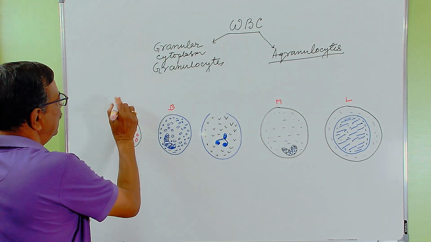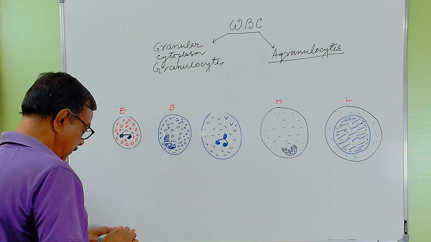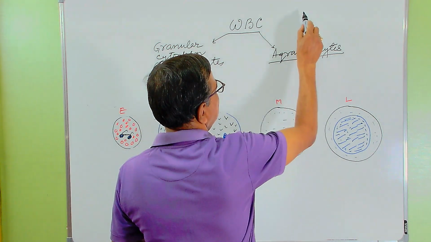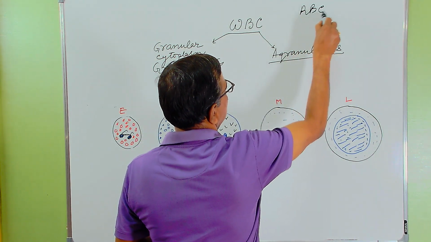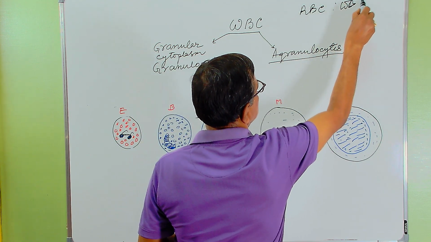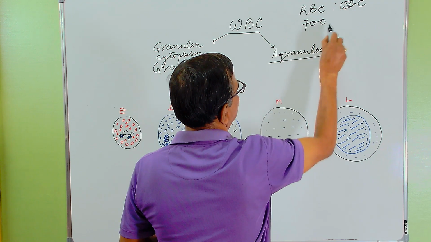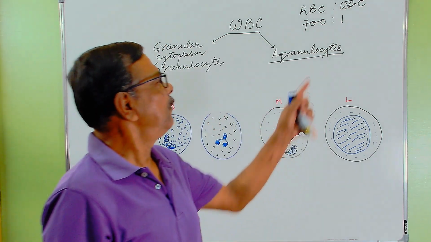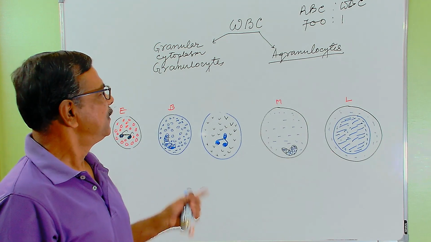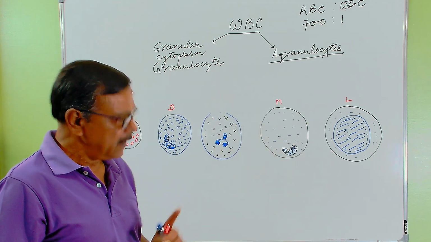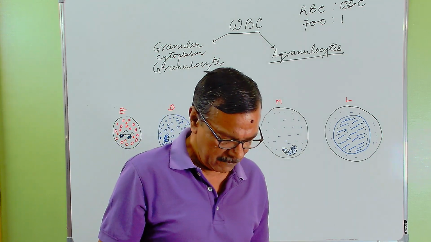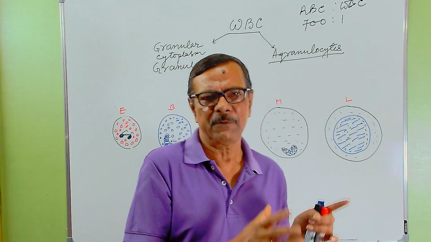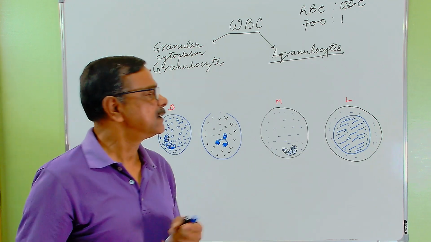Here, the percentage of lymphocytes. The ratio of RBC to WBC: if there is one WBC, there are 700 RBC. So 1 is to 700, 700 is to 1. So WBCs are lesser in number, and RBCs are maximum in number because they are doing the main job. It has been prepared in that way, that they are more, they are doing the main functions.